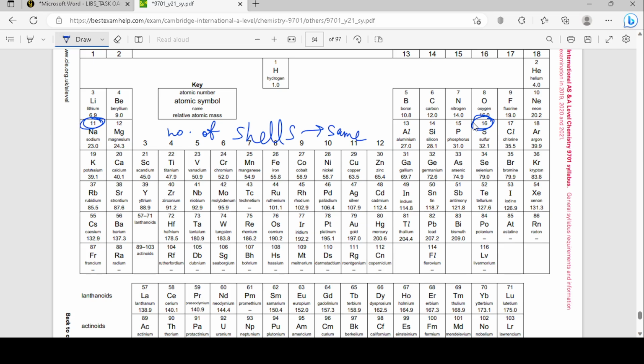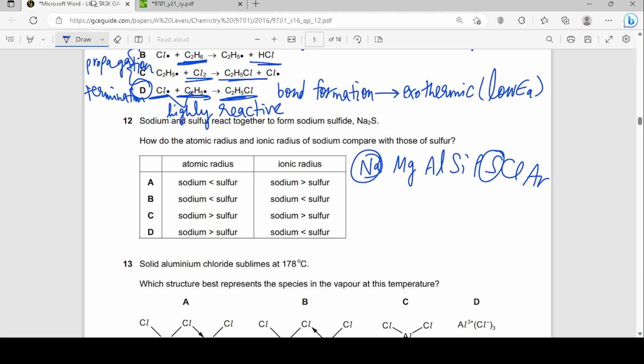So the shielding effect is fairly similar, and the number of shells is the same, but the difference is that sodium has fewer protons than sulfur, and because sodium has fewer protons, there's going to be less nuclear force of attraction on its valence electrons than there is in sulfur. So the nuclear pull on the valence electrons is less in sodium. That's why sodium is going to be slightly bigger than sulfur.